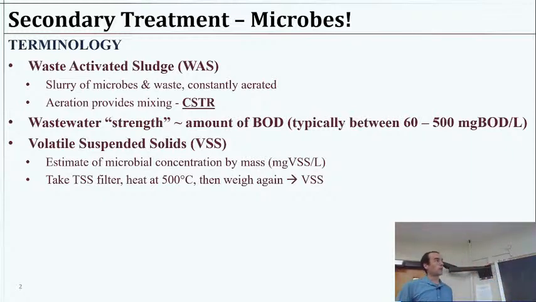Waste activated sludge, WAS. This is that slurry of microbe soup, right? It's gross. You don't want to fall in there. Say more about that in a minute. It's constantly aerated in these systems. If it's activated, that's activating it with air, essentially. And by bubbling air through the system, we are also giving it some mixing conditions.